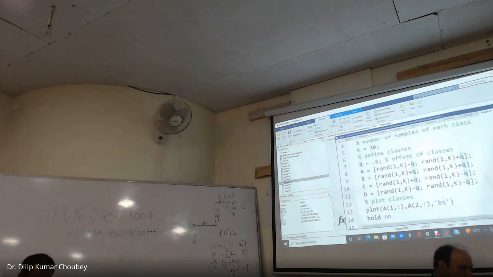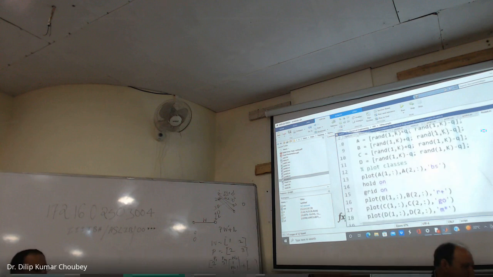We can consider the Q offset. Then you can see that we can consider 1 1, this is 0 1, this is 1 0 and this is 0 0. Minus Q, so these four classes of different data we generate for your system. These four data we generate as A, B, C, D. Now how can you classify it?